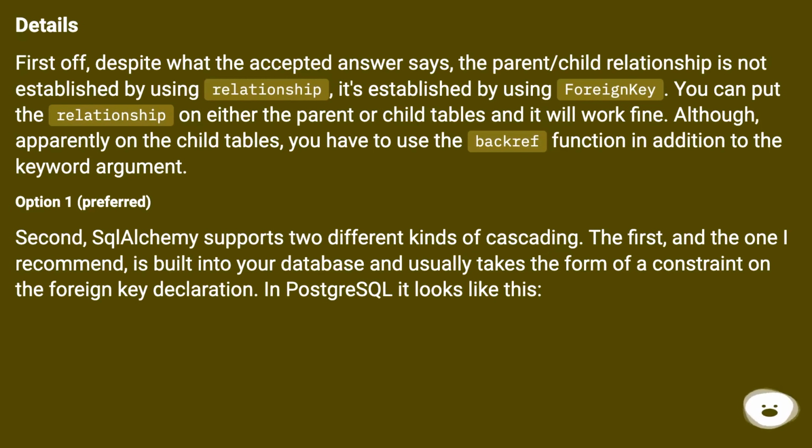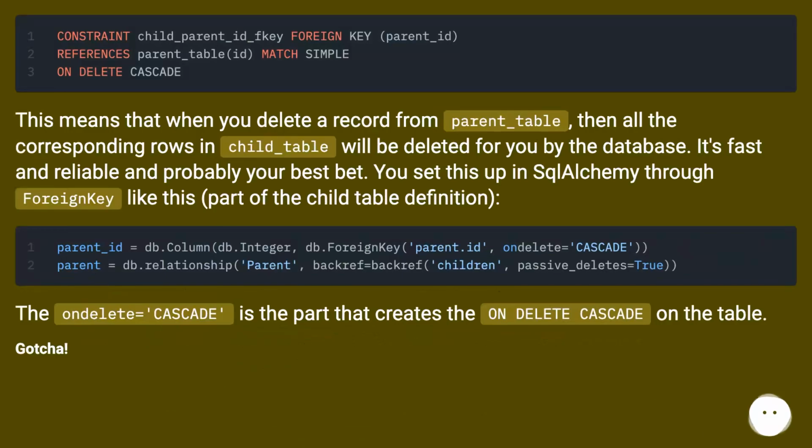The first, and the one I recommend, is built into your database and usually takes the form of a constraint on the foreign key declaration. In PostgreSQL it looks like this. This means that when you delete a record from parent_table, then all the corresponding rows in child_table will be deleted for you by the database. It's fast and reliable and probably your best bet.